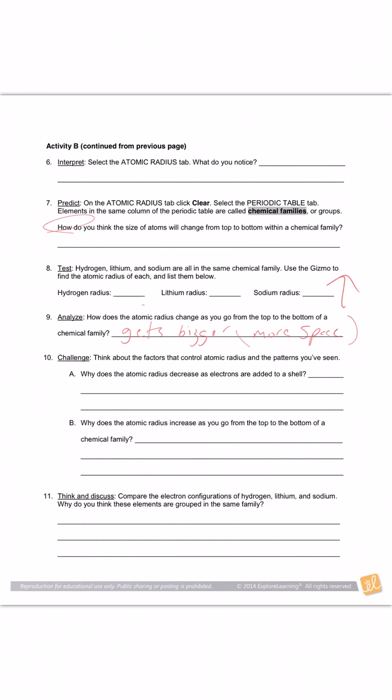Why does the atomic radius decrease across a period? They are more closely attracted to the nucleus. How does the atomic radius increase as you go from the top to bottom? Because we've given them more space, we've made the atom bigger. Compare the electron configuration of hydrogen, lithium, and sodium. Why do you think these atoms are grouped in the same family? They all have one electron in their outer s orbital.